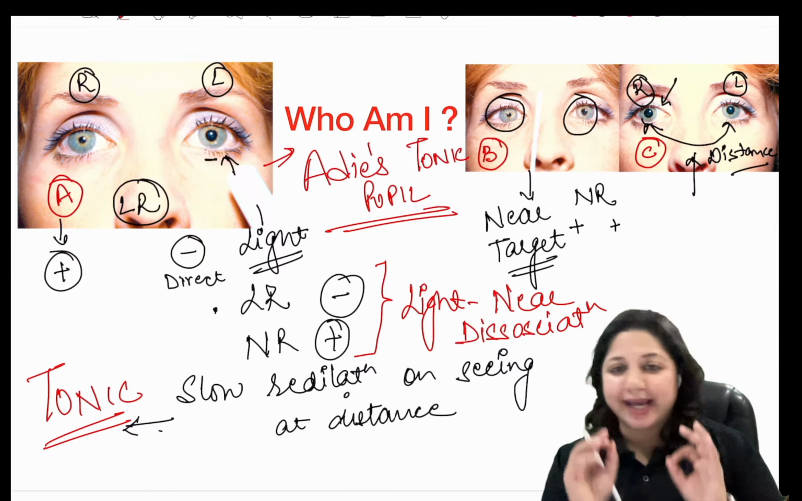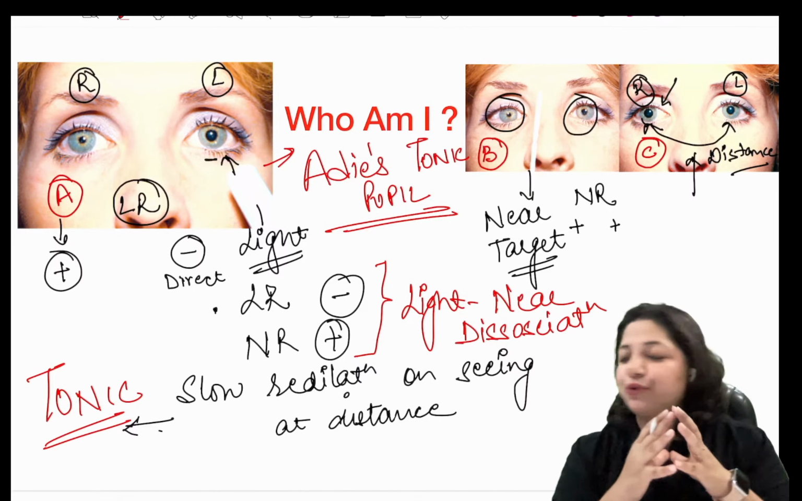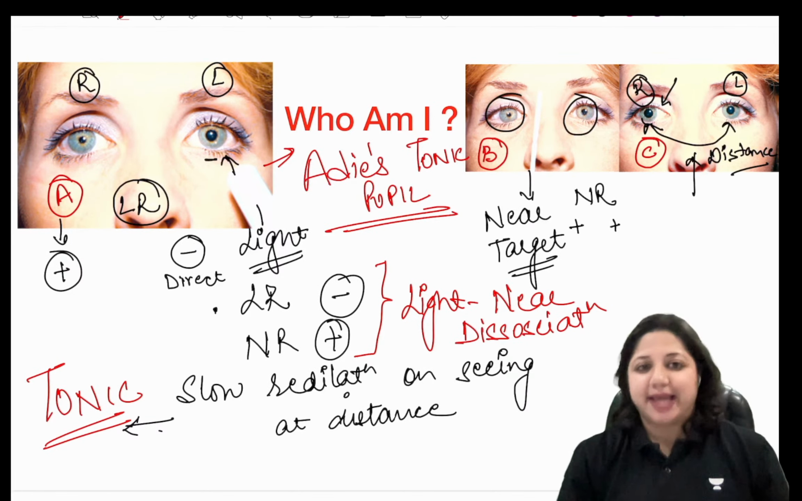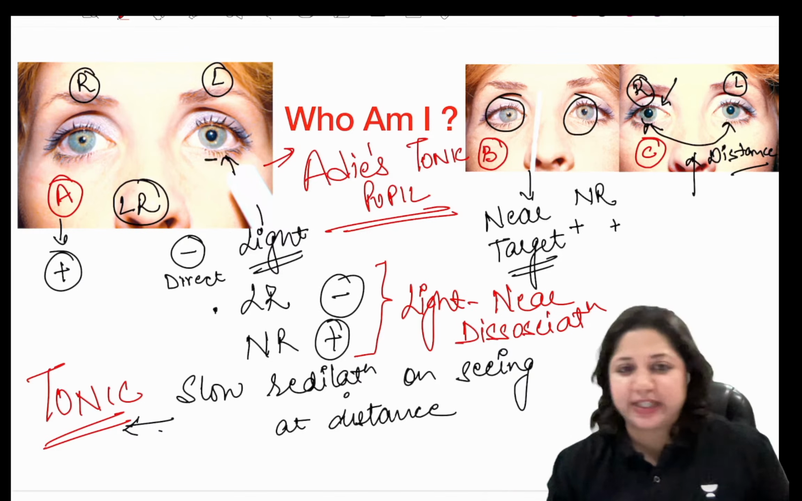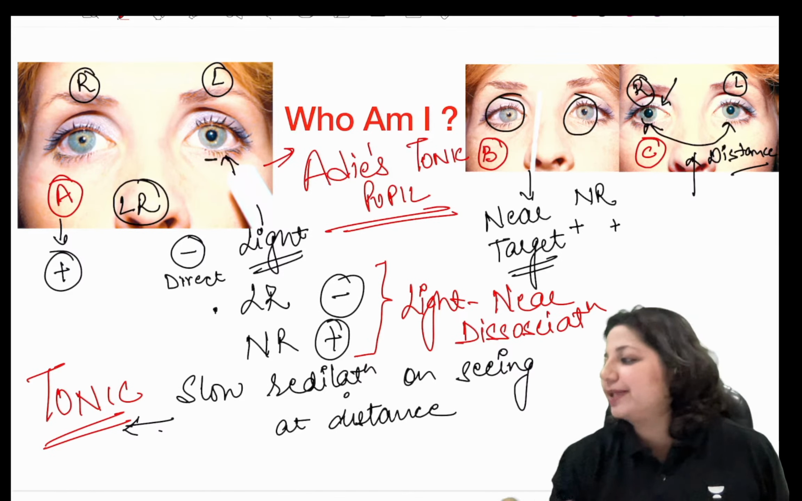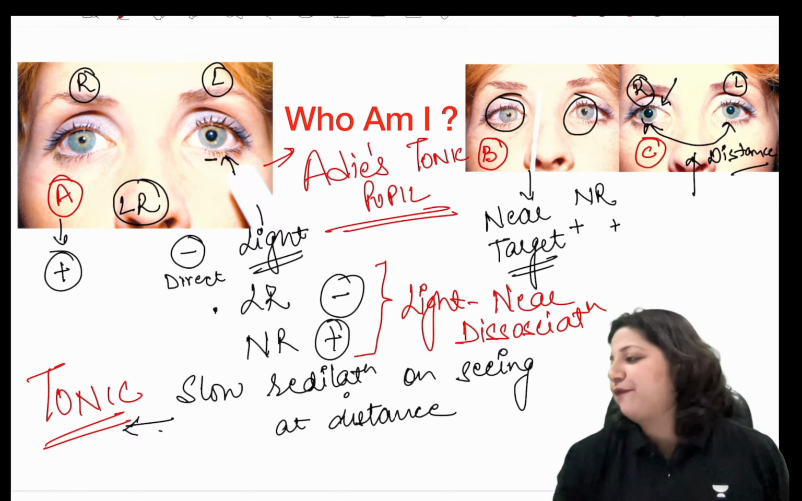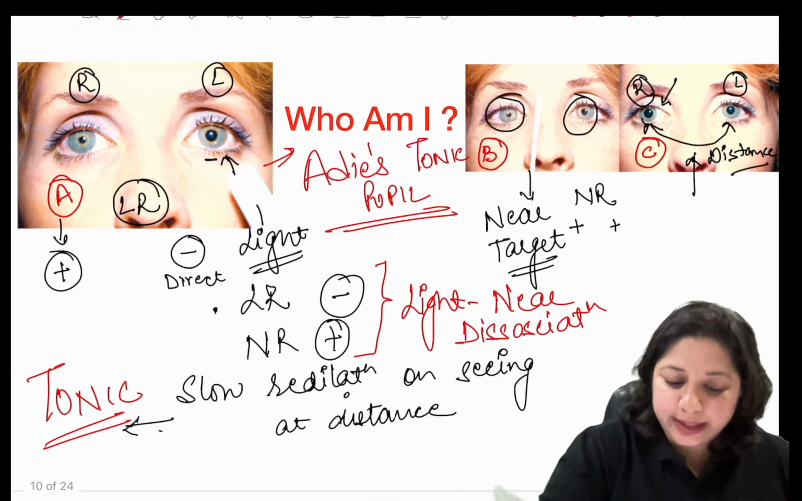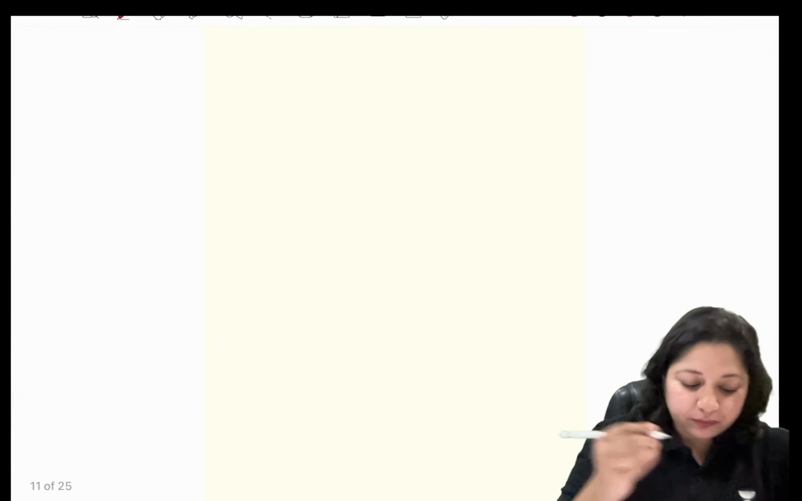Now, do you get it? What is the right way to come down to it? This is the right way to come down to it. Yes, Adie's tonic pupil or Holmes-Adie pupil. That's basically Holmes-Adie syndrome, which is associated with altered knee reflex, knee jerks also, right? So what do we need to learn here is now, what is Adie's tonic pupil.